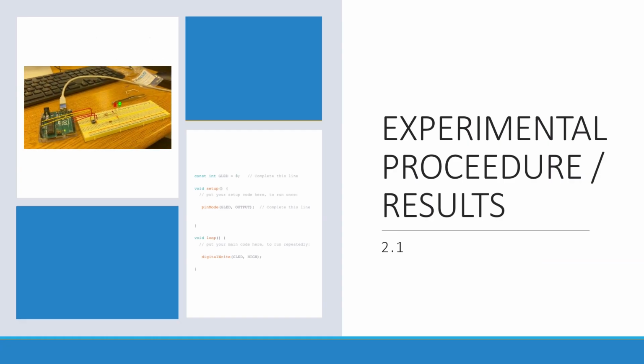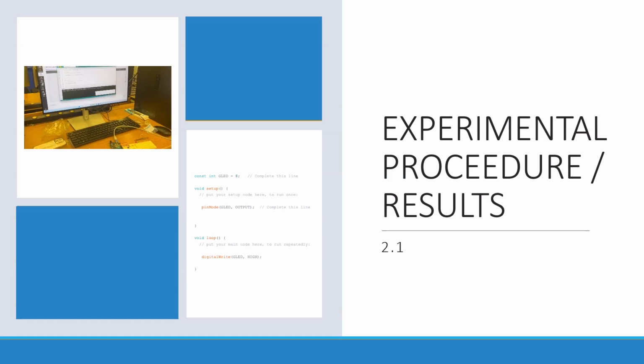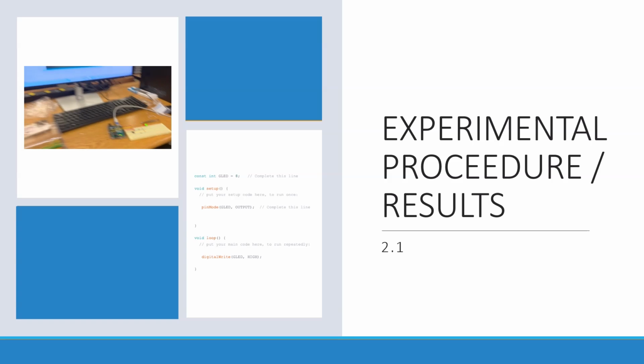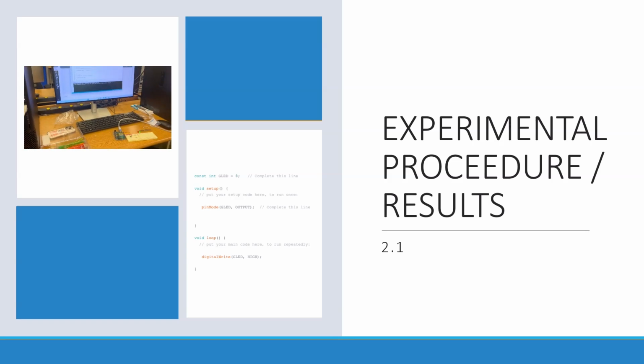Hi, it's Jack Blackwell, and I'll be talking about the experimental procedure and results. This Arduino code is used to turn on the green light. The first line of code assigns the 8th pin on the Arduino with the green LED and also sets it as an output, and then it turns on when setting it to high.